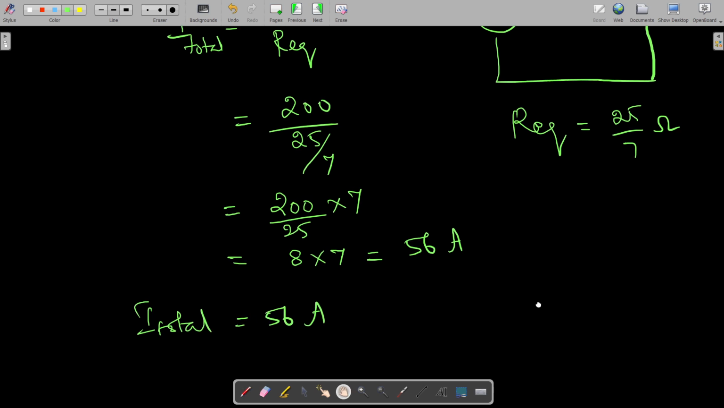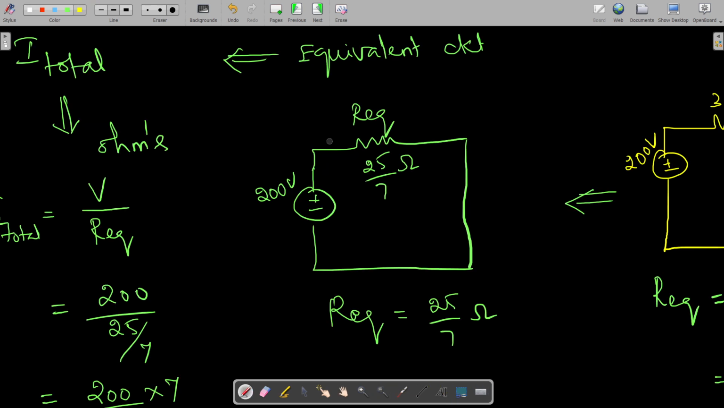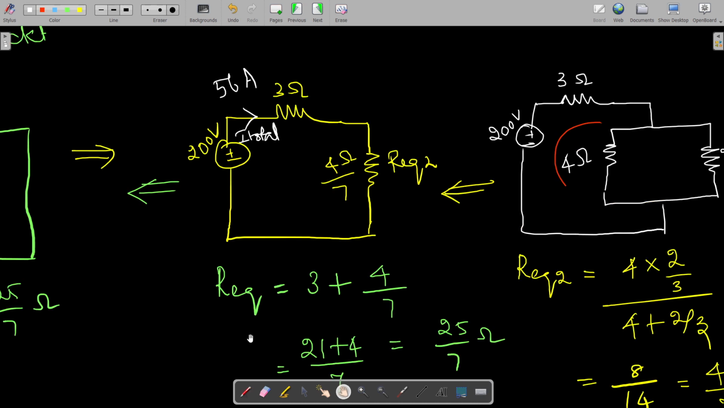Now we have to go for the third step. What is the third step? It is to find out the individual currents using current division rule. Okay. So what is the total current I total that is flowing here in this path? That is equal to 56 amps. Okay, I total is 56 amps. So you now come to this circuit. We are again traveling in the forward direction. Okay. So this current we identified as 56 amps. This is our I total. So the same current will be flowing through this also.